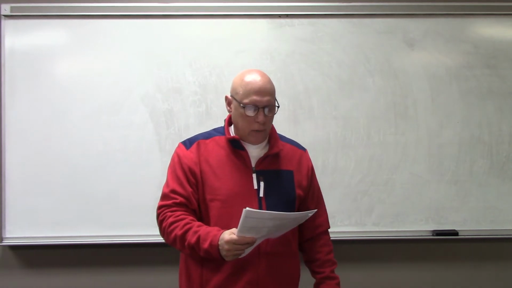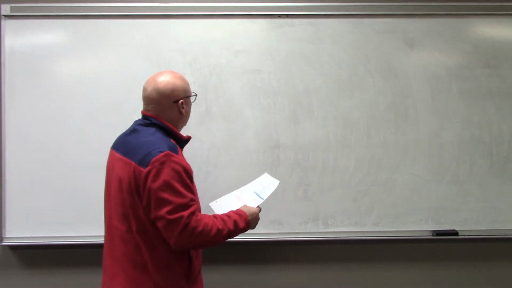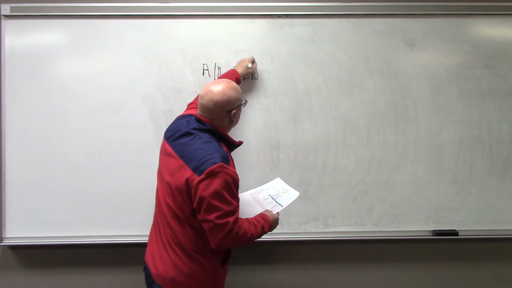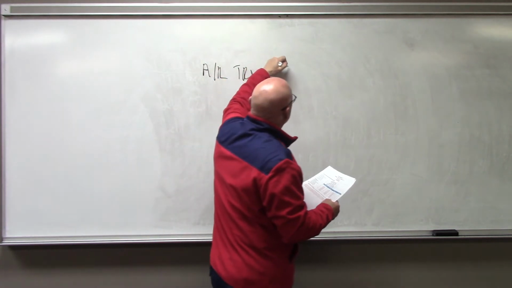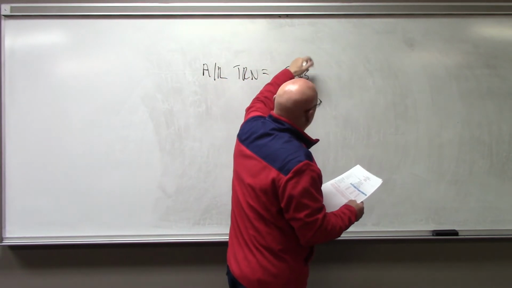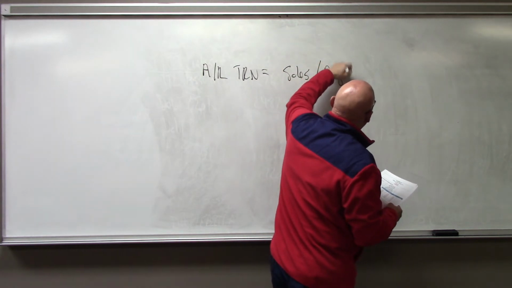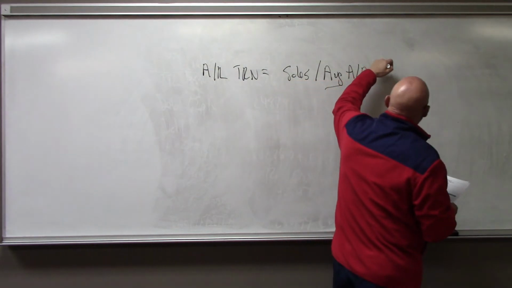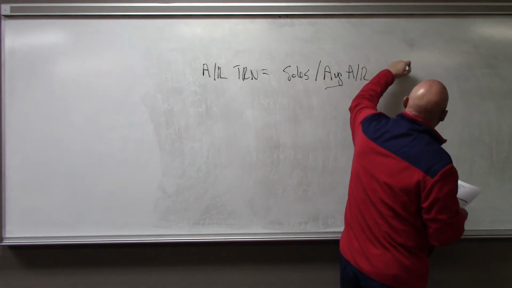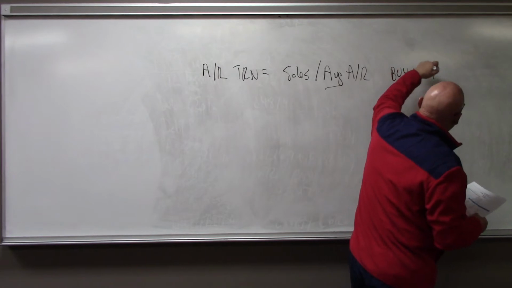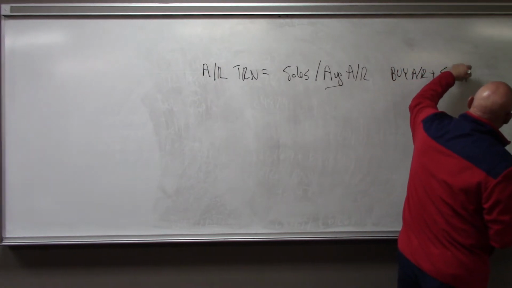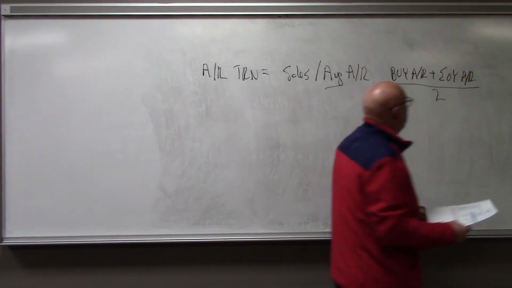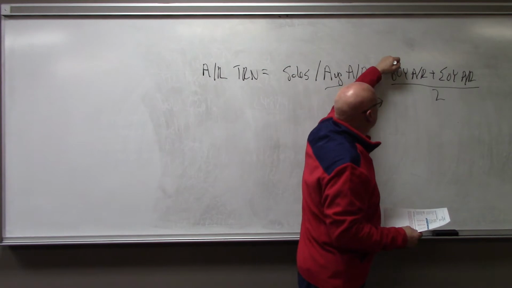So let's take a look at some efficiency ratios, and we'll start with the accounts receivable turnover ratio. And the formula is sales for the year divided by average accounts receivable. Now, average accounts receivable is beginning of the year accounts receivable plus end of the year accounts receivable divided by 2. That's what average is. Okay?